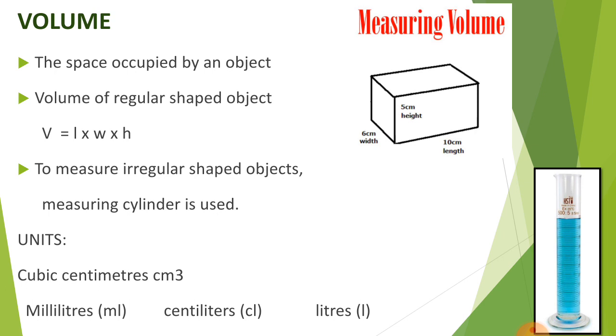To measure irregular shaped objects, we use a measuring cylinder. As you can see in the figure, it's a measuring cylinder having a blue colored fluid in it. It measures in ml, milliliters. Cubic centimeters, cm3, where the 3 is the power, is the unit of volume. The other units used are milliliters, centiliters, and liters. These are used to measure liquids.